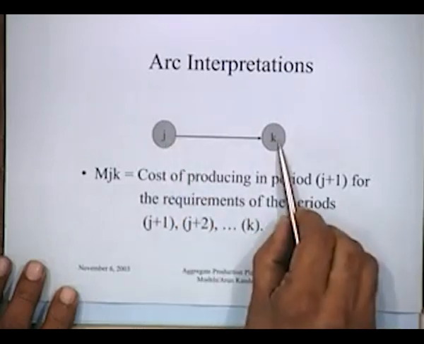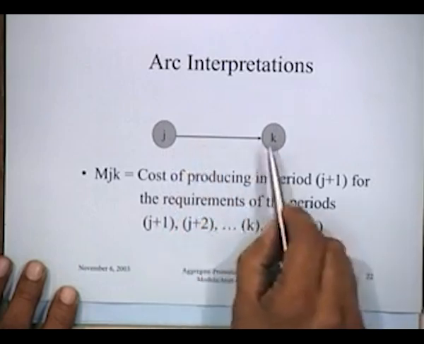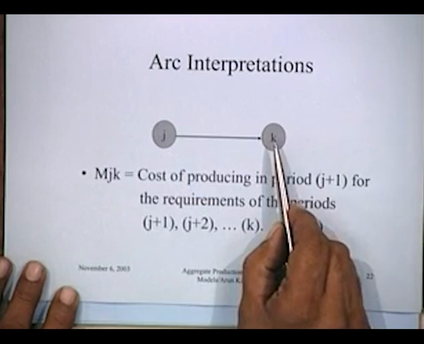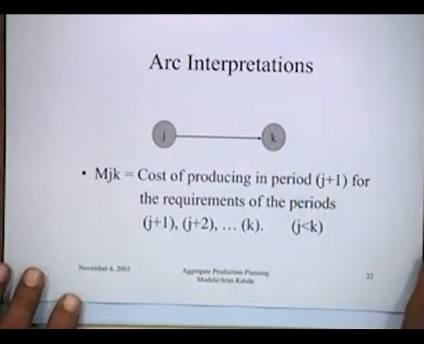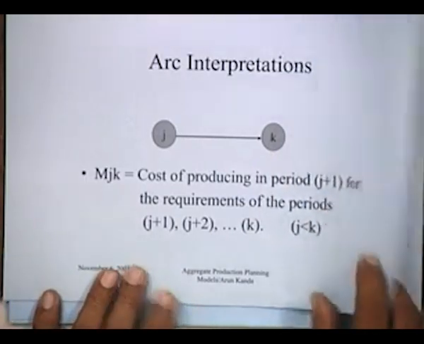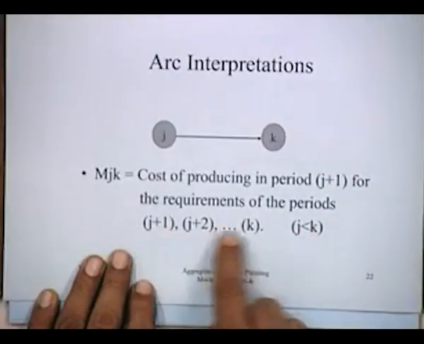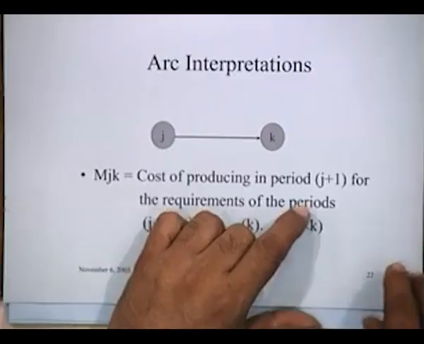So should it be only k? No, it's going from mjk. So we are talking about the planning horizon j plus 1, j plus 2 and so on up to k. For instance, if it is going from node 3 to node 5, what we are saying is that it covers the periods 4 and 5. That's the planning horizon from 4 to 5. So mjk is the cost of producing in period j plus 1 for the requirements of the periods j plus 1, j plus 2 and so on up to k. This is the interpretation.